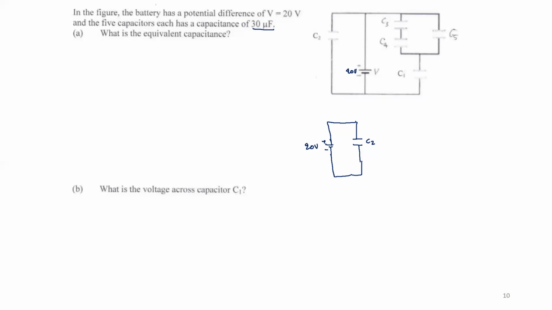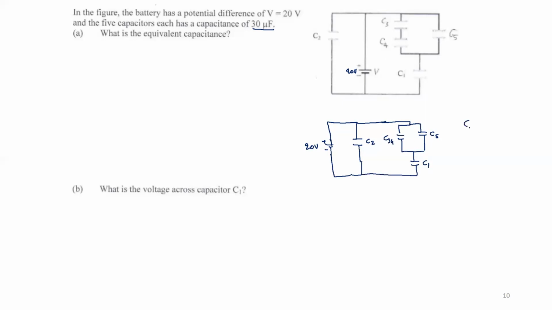Okay, this is C2. Now here, what do I have? I have C5. Let me keep C5. And here I have C3 and C4 in series, so I replace them by C3,4. And then here I have C1.